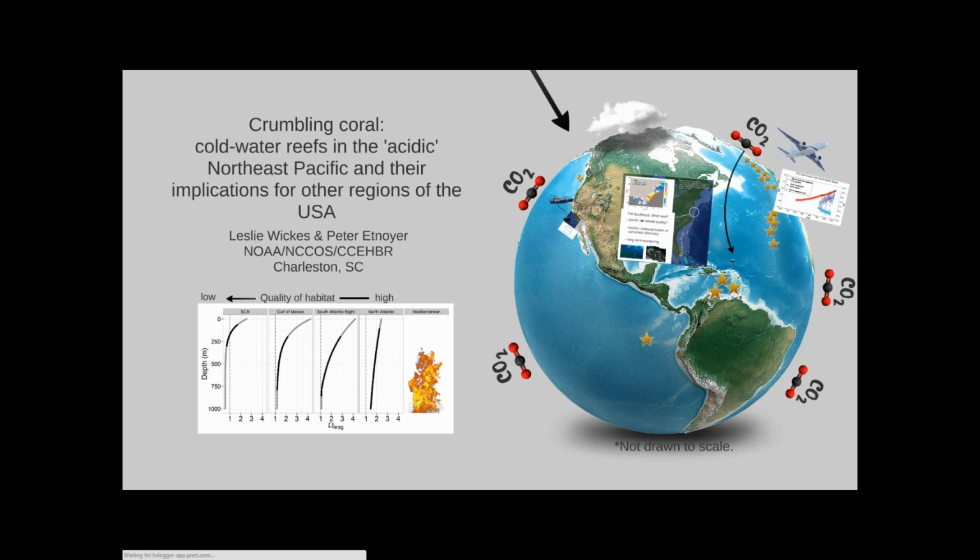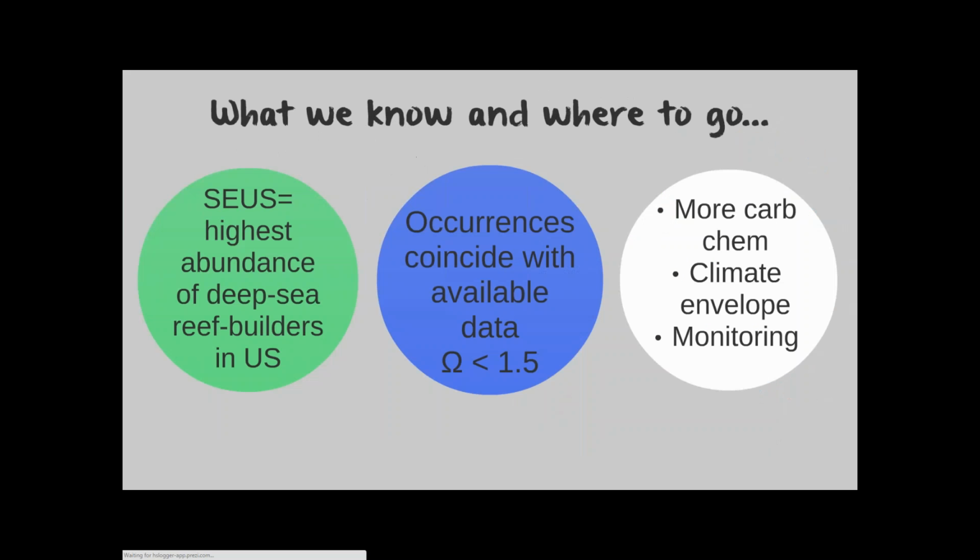So I just wanted to go back, since this is kind of a Southeast seminar, thinking about what we know and where to go. As I said, the Southeast has the highest abundance of deep-sea reef-building corals in the U.S. And these corals are probably at aragonite saturation a little bit lower than we might have thought in the beginning because of those shoaling aragonite saturation profiles as you move along the benthic boundary layer.